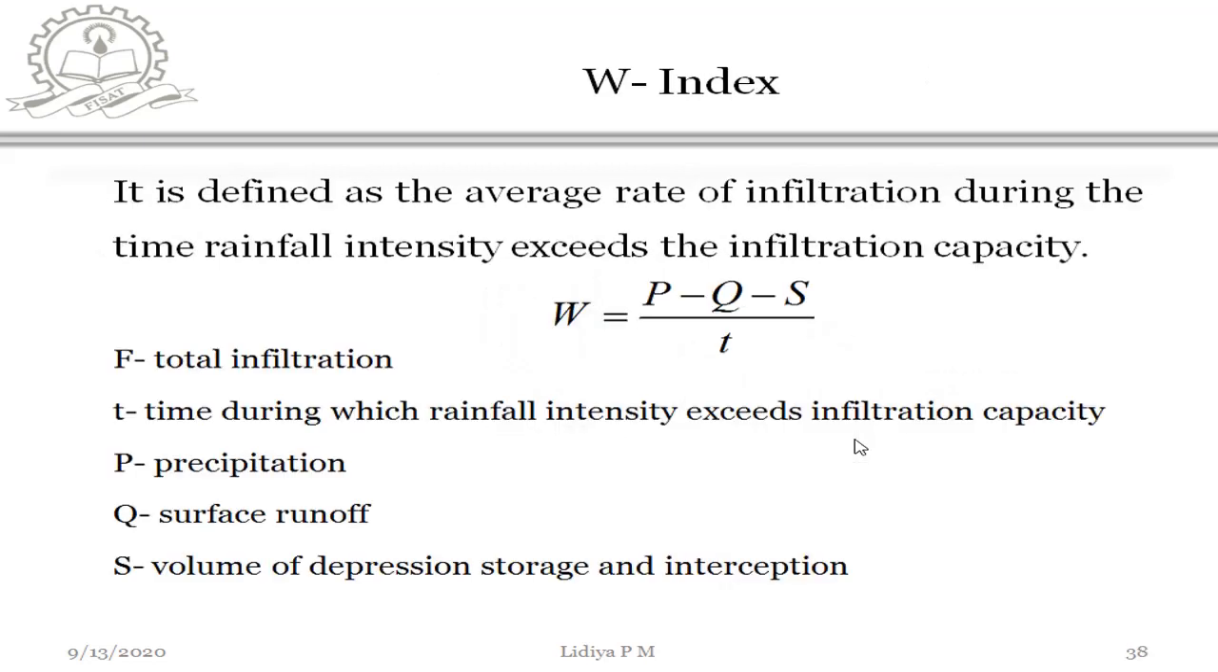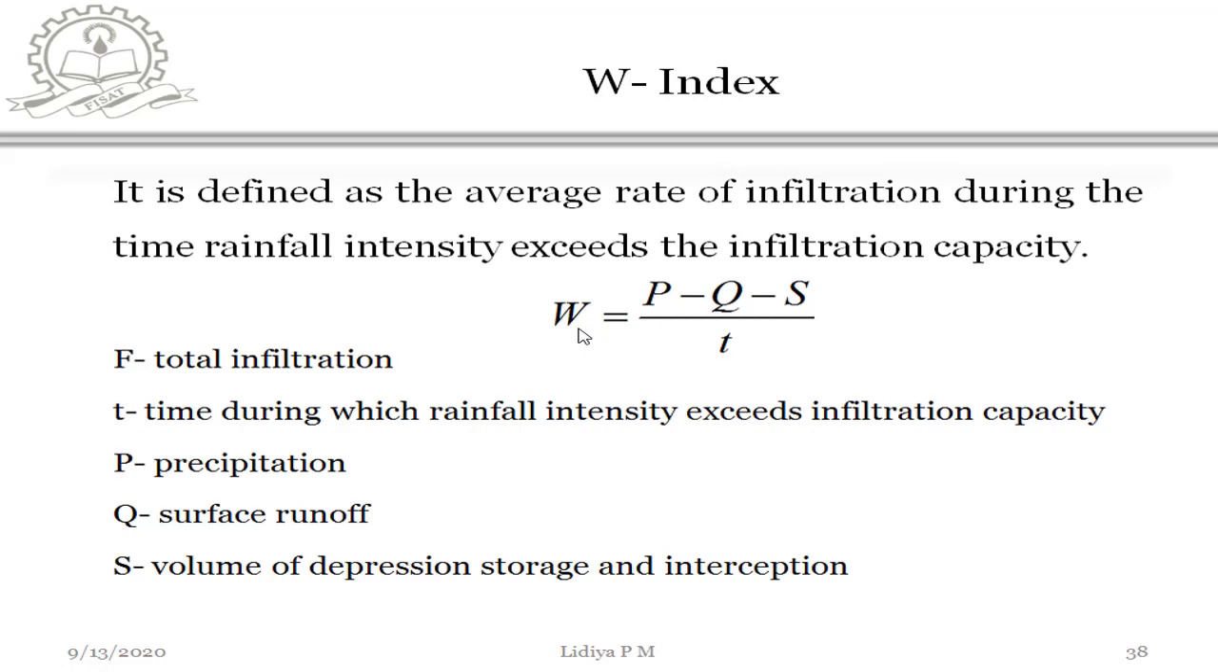Then coming to the W index, it is defined as the rate of infiltration during the time rainfall intensity exceeds the infiltration capacity. As you know, if the rainfall intensity exceeds the infiltration capacity, runoff occurs. So it is defined as the average rate of infiltration during which the rainfall intensity exceeds the infiltration capacity. Here this W represents only the infiltration rate, not any loss.